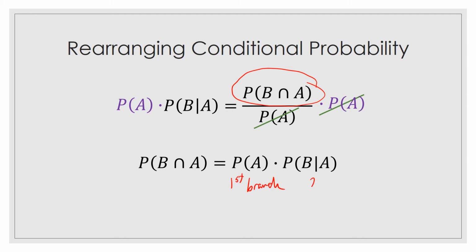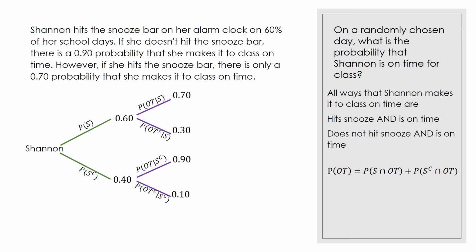And then this is the second branch. And all we are doing is multiplying down the branches, and you'll see how that works. So now you notice, same scenario, I've just replaced the notation with the words. And let's follow the branches to find first P of S and OT. Well, 60% chance here, 70% chance here. The rule says to multiply down those branches. 0.6 times 0.7 is going to give me 0.42. That's the probability of S and OT, that she hit the snooze and she's on time.